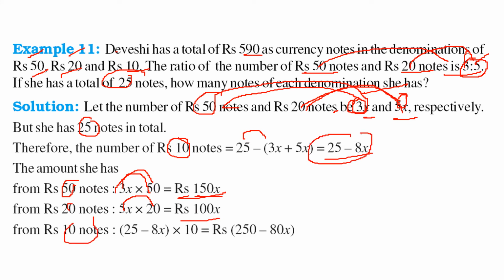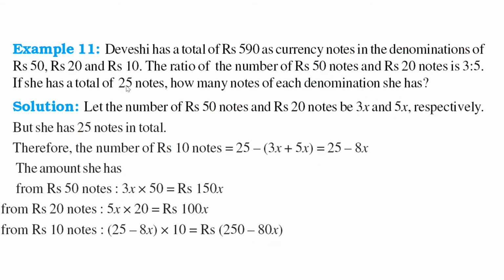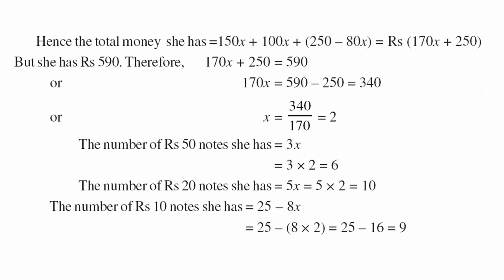Because 25 minus 8x is already there, you multiply it by 10, you get 250 minus 80x. So the total money is the addition of these three, but the total money is given as 590. So 170x plus 250 will be equal to 590. And what do you get? Take 250 here, 590 minus 250, that is 340, divide both sides by 170, you get 2.